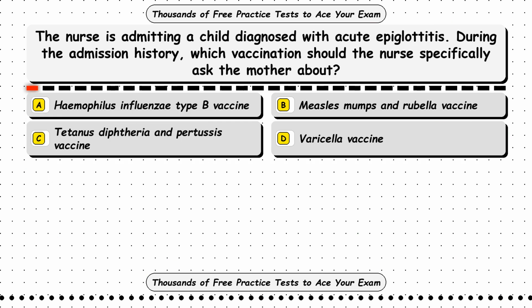Question 85. The nurse is admitting a child diagnosed with acute epiglottitis. During the admission history, which vaccination should the nurse specifically ask the mother about? Option A, Haemophilus influenzae type B vaccine. Option B, measles, mumps and rubella vaccine. Option C, tetanus, diphtheria and pertussis vaccine. Option D, varicella vaccine.